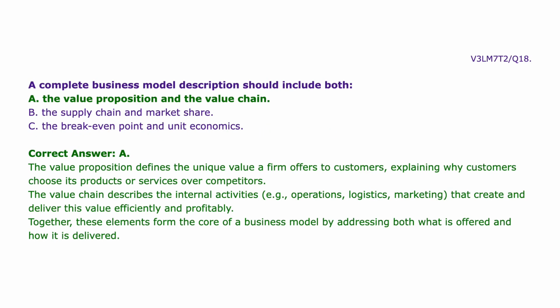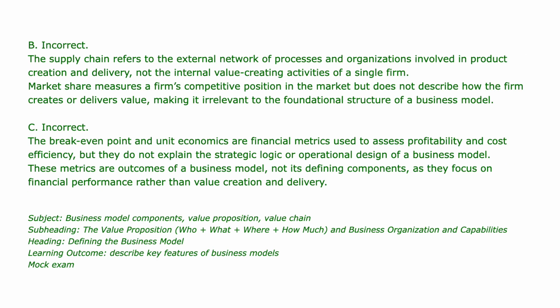Value proposition and value chain define a firm's unique value and efficient delivery, forming the core of a business model. B. Incorrect. Supply chain refers to external processes, while market share measures competitive position, not value creation. C. Incorrect. Break-even point in unit economics assesses profitability and cost efficiency, but doesn't explain a business model's strategic logic or operational design.